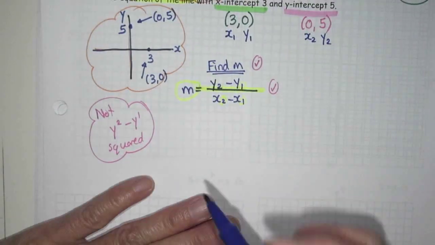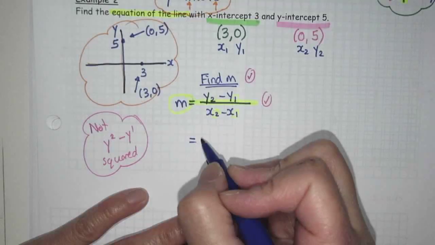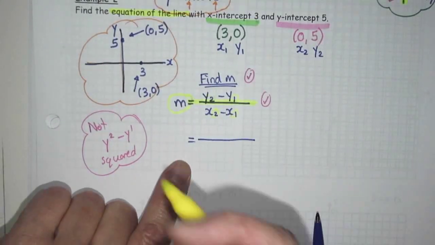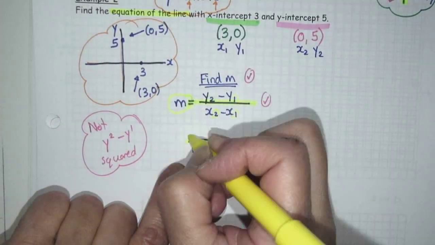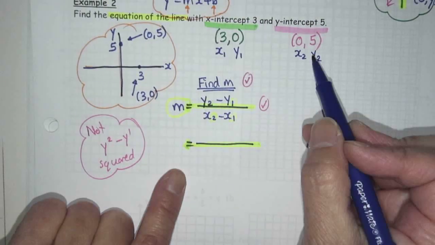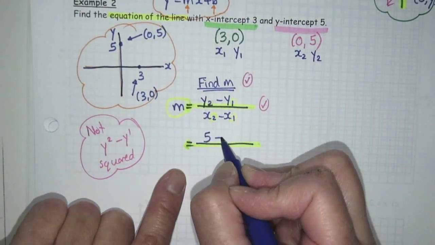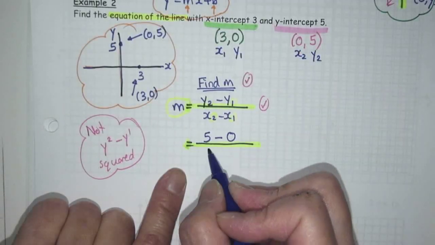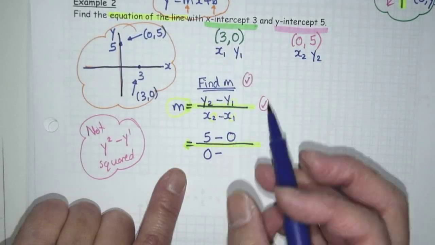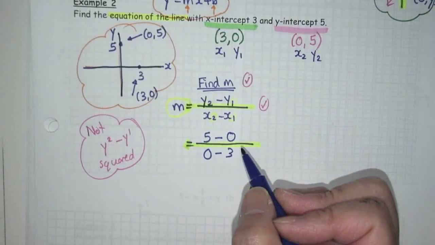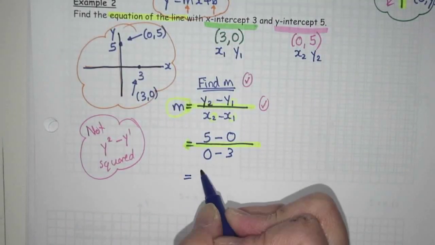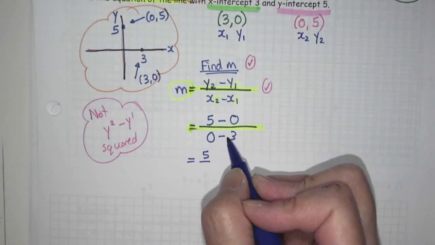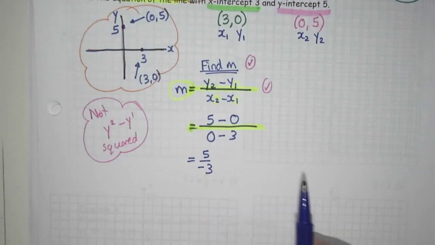I have my 2 lovely points here, so it's exactly like the old question. So m equals, look how I'm lining up the equal signs in the middle. y2 is 5 minus y1 is 0, over x2 is 0 minus x1 is 3. So you're filling in this formula. 5 minus 0 is 5. 0 minus 3 is negative 3.